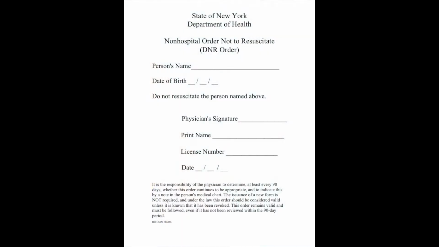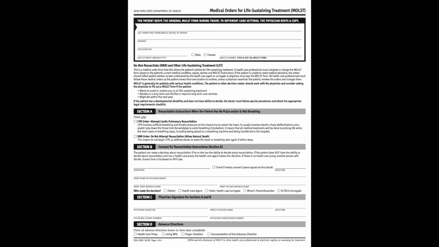A physician's order is needed for a DNR to be valid. In the home setting or non-hospital institutional setting, such as assisted living, and under New York state law, a DNR order must be documented by a properly executed non-hospital order to do not resuscitate or medical orders for life-sustaining treatment, or MOLST.